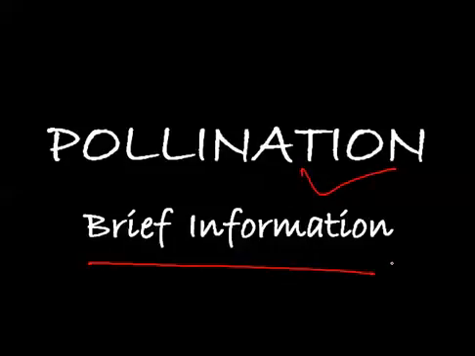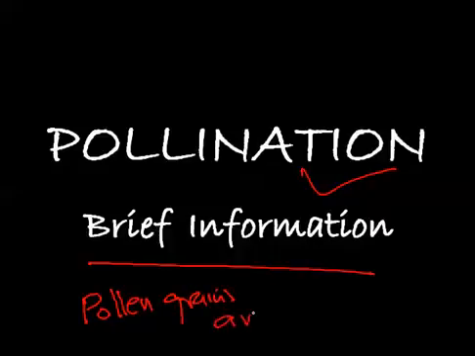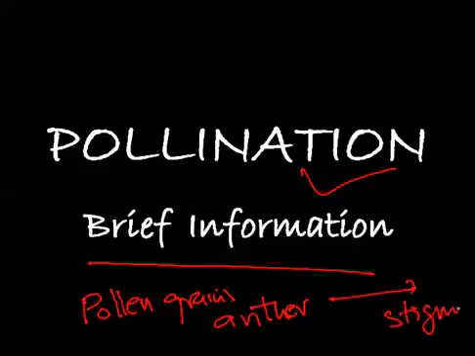Hello friends, welcome back. Today we'll discuss pollination and the different types of pollination, and I will give you brief information on that. First of all, what is pollination? Pollination means transfer of pollen grains from anther to stigma. This process is called pollination.